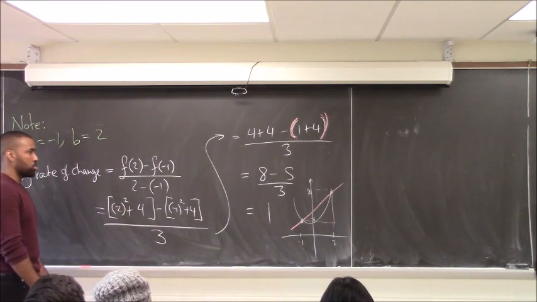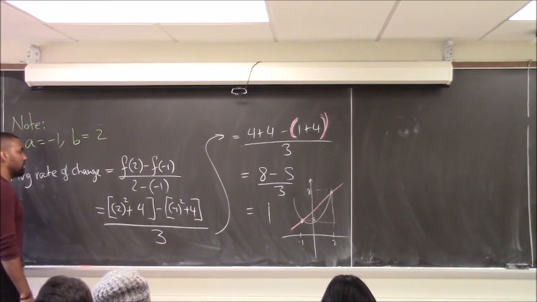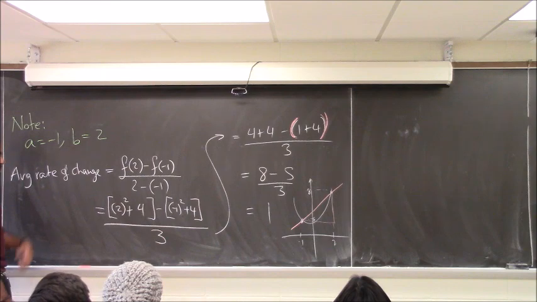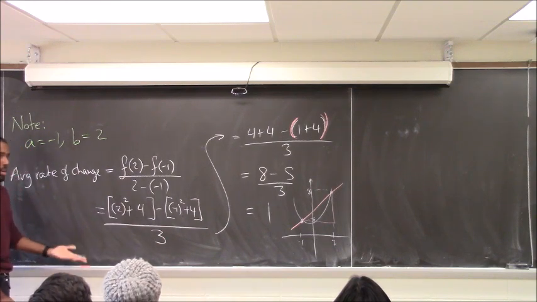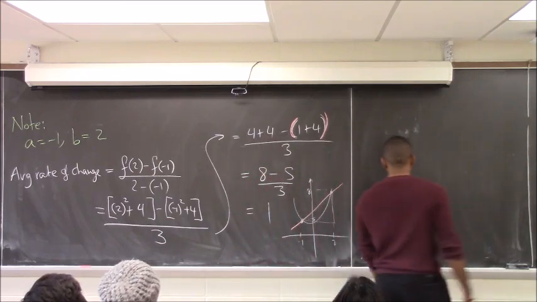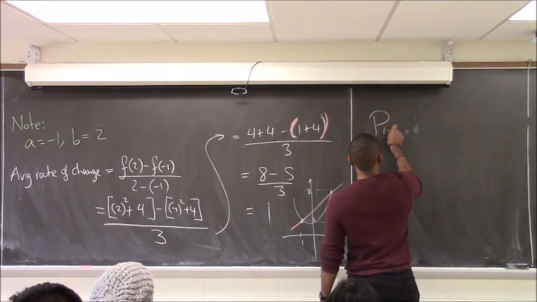Interpretations aside, because that's more Calc 1 stuff, this is just how you do the problem. It won't really be any more complicated than that. I'm going to give you a function, I'm going to tell you the interval, find the average rate of change, and you do this, what I just did. What else do I want to talk about? Piecewise functions.